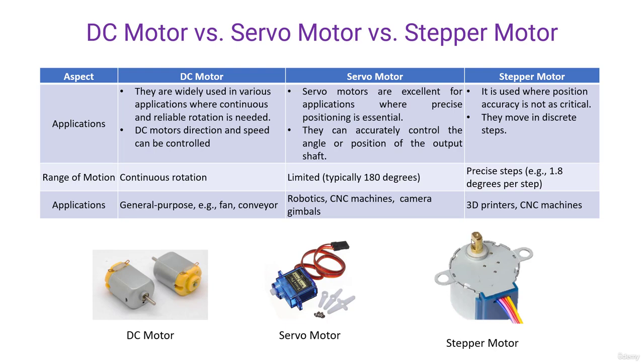If you want to know the applications, DC motors are basically used for general purpose fans, cooling fans or conveyors, applications like that. Whereas servo motors are basically used for robotic hands, CNC machines, camera gimbals and applications like that. Stepper motors are also used for 3D printers and CNC machines, where angle based or discrete controls are used. Also in hard disks, this type of stepper motor can be found. According to the application requirement, we will choose among these motors.